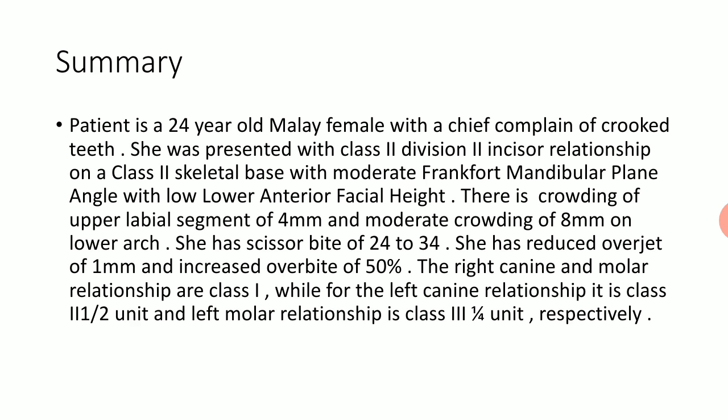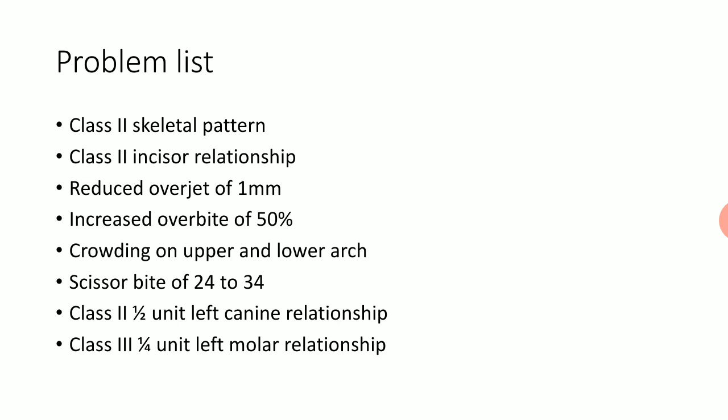She has reduced overjet of 1 mm and increased overbite of 50%. The right canine and molar relationship are class 1, while for the left canine relationship, it is class 2 half unit and left molar relationship is class 3 quarter unit respectively. For the problem list, first, class 2 skeletal pattern.